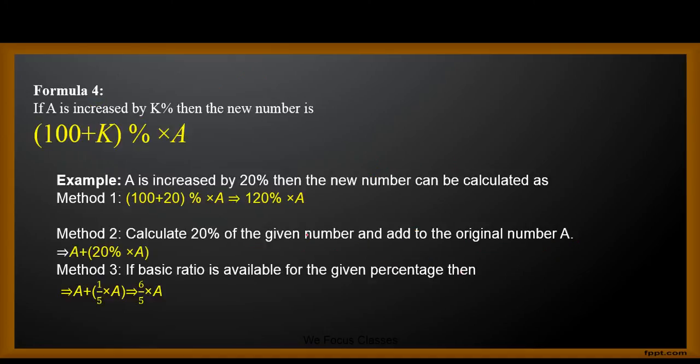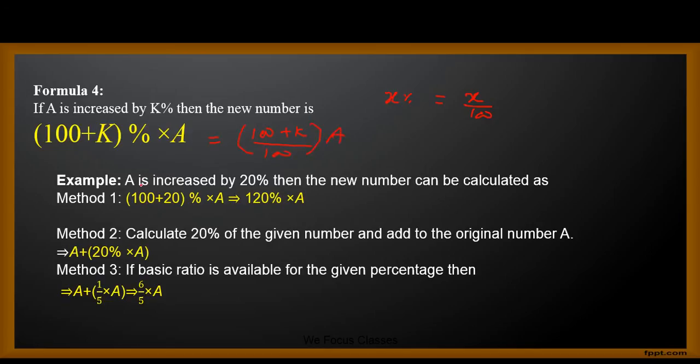Now this is very important. If A is increased by k percent, then the new number is 100 plus k percentage of A. Now we know that x percentage is equal to x by 100. So here you will write 100 plus k by 100 into A. That is nothing but 100 plus k by 100 into A.